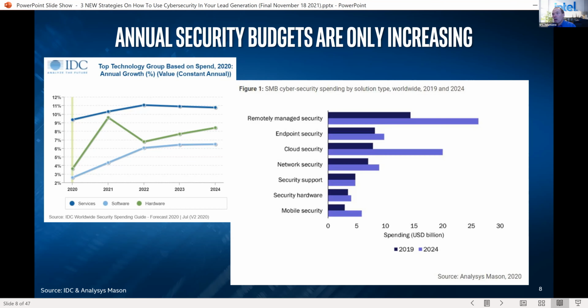But also, I want to make sure that when we're doing demand gen, a lot of people get caught up in, hey, we're just going to talk about security, which is great. But we also have a message: what type of security? I just gave you about 6 or 7 examples: endpoint security, remote management security, cloud, network, all those things. If you look at the bars, dark purple is 2019, light purple is 2024. All of those are growing.